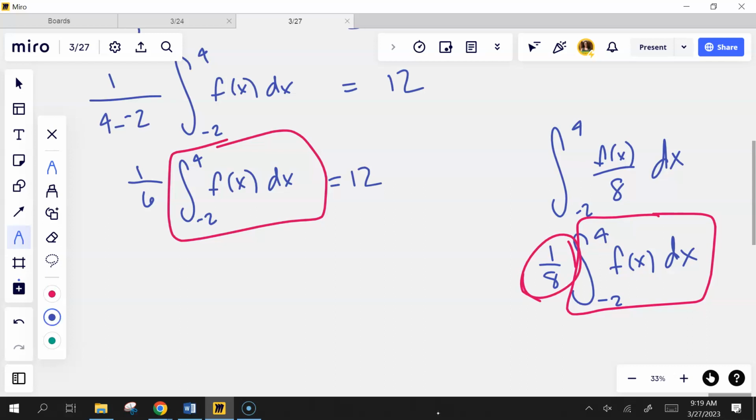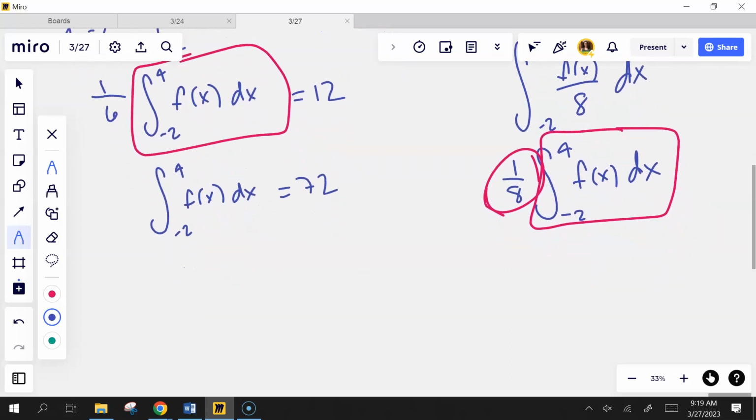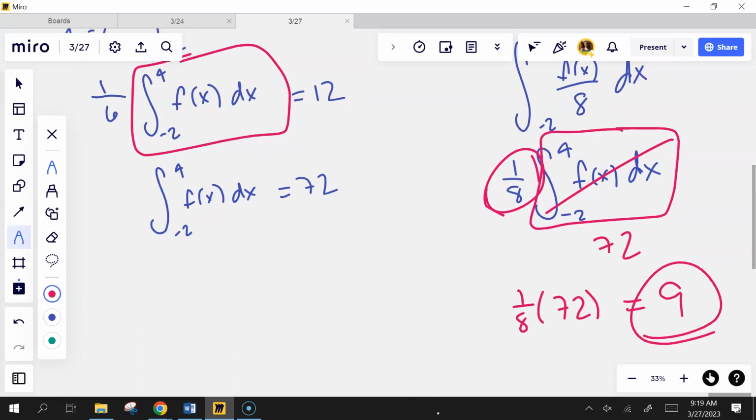So over here, I get the integral from -2 to 4 of f of x dx is 72. So that means this is 72. Well, what is 1/8 times 72? Is that right? You sure?